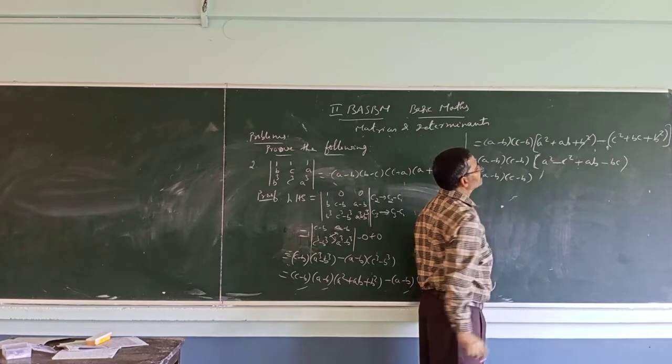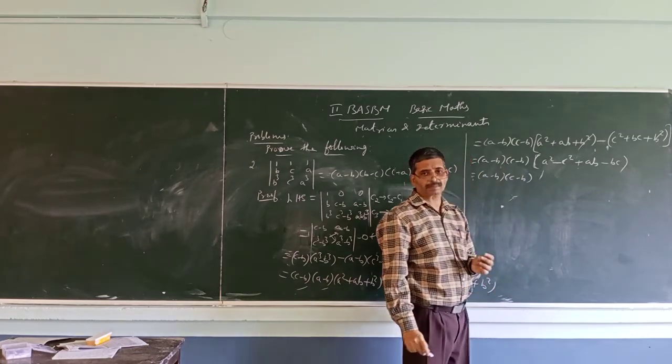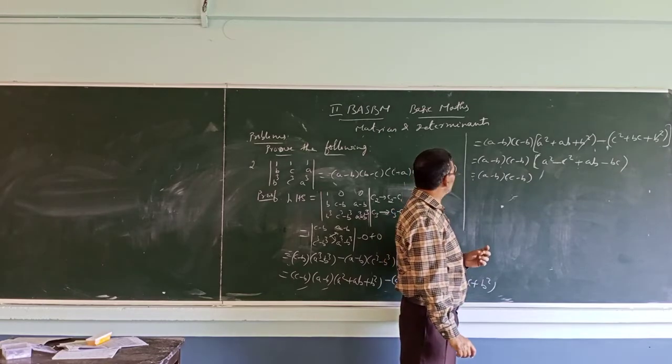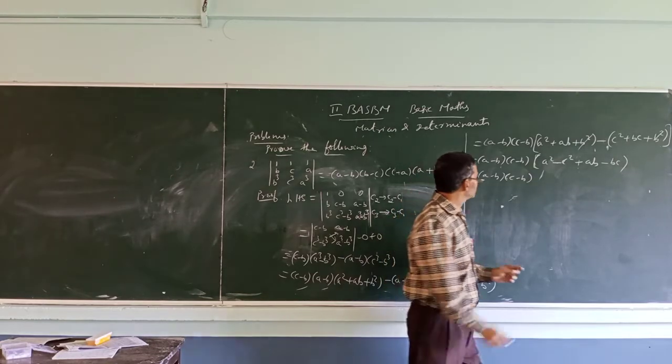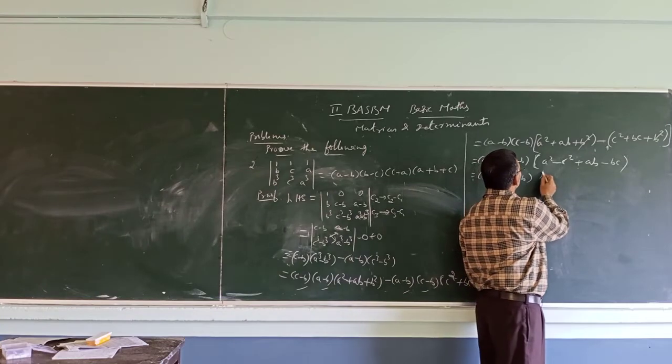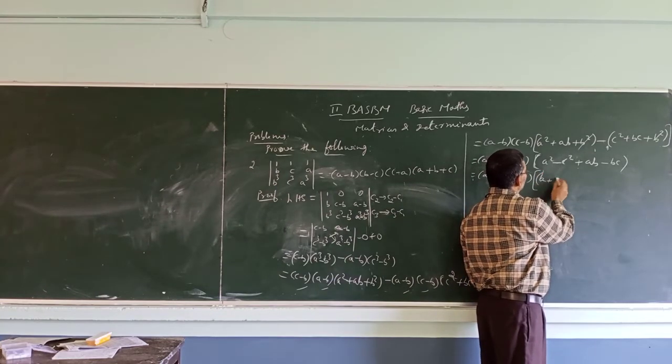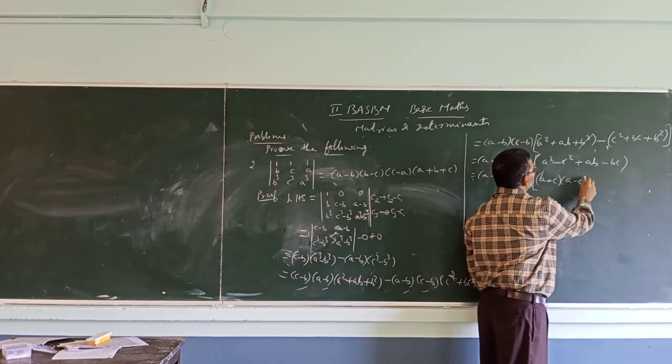Same thing, first two terms: A square minus C square. So I will split it. A square minus C square means A plus C into A minus C. So the first term is A plus C into A minus C. This is the term.